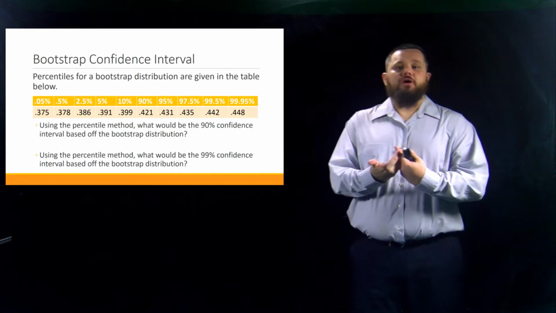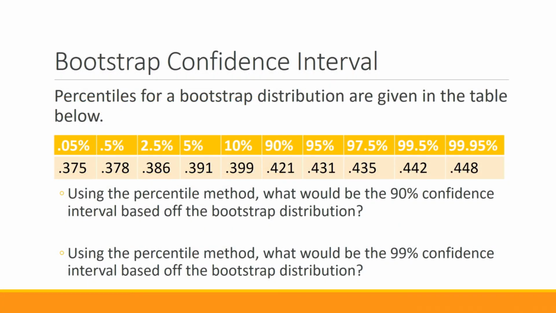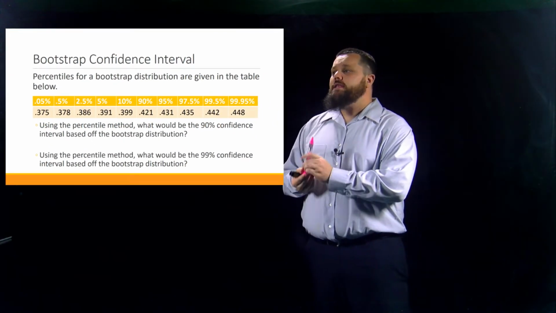So let's actually try to apply that to an example. So suppose we have a bootstrap distribution and various percentiles are given in this table. So in other words, the cutoff for the lower 0.05% is going to be 0.375. The cutoff for the bottom 5% is going to be 0.391, so on and so forth. So we can use these percentiles, we can use this table to create confidence intervals.